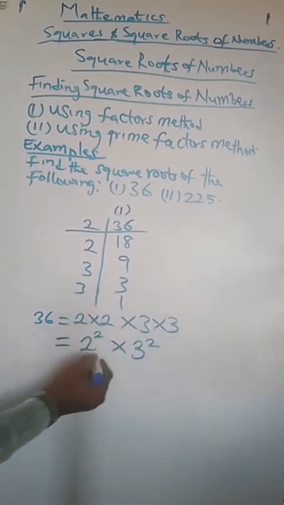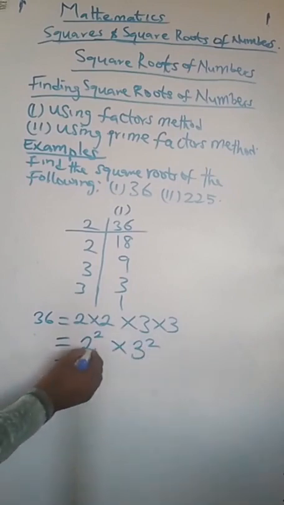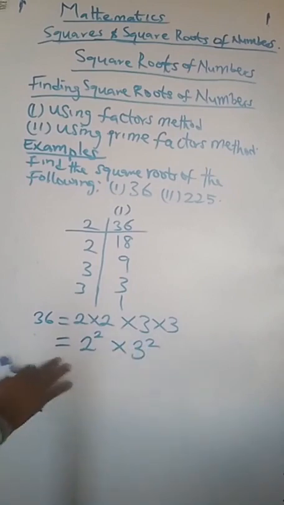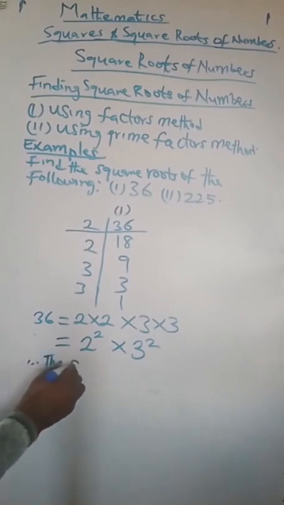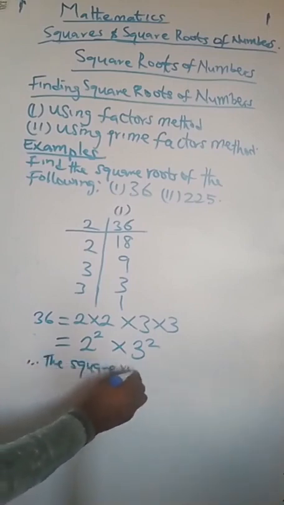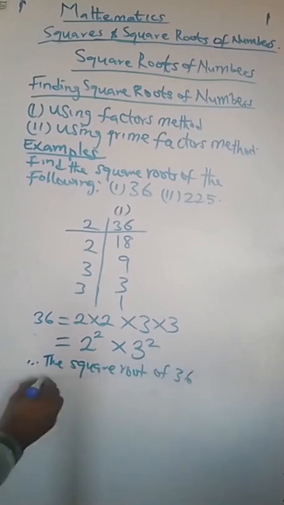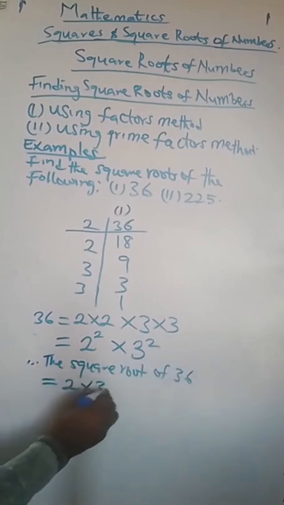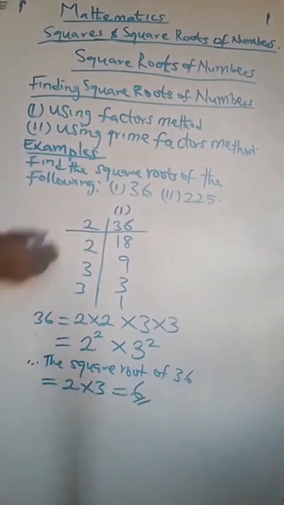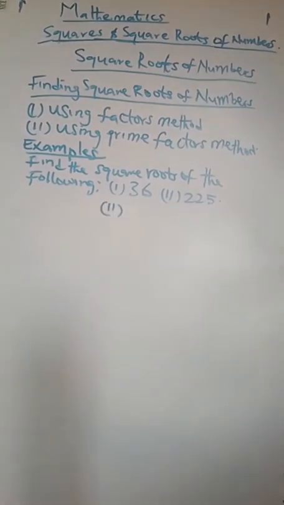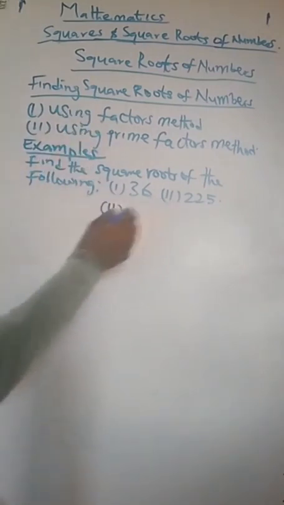Now that we have them in square, what we do is that we pick one from here, we pick one from here. So that's the rule. Therefore, the square root of 36 is 2 times 3, and it is 6. So that's how to use product of prime factors to find the square root of a particular number in mathematics. To boost our understanding, let's use the two methods to solve question 2. Let's start with method 1.